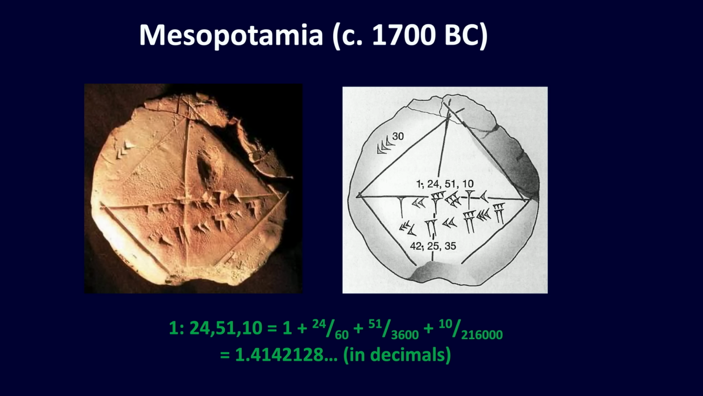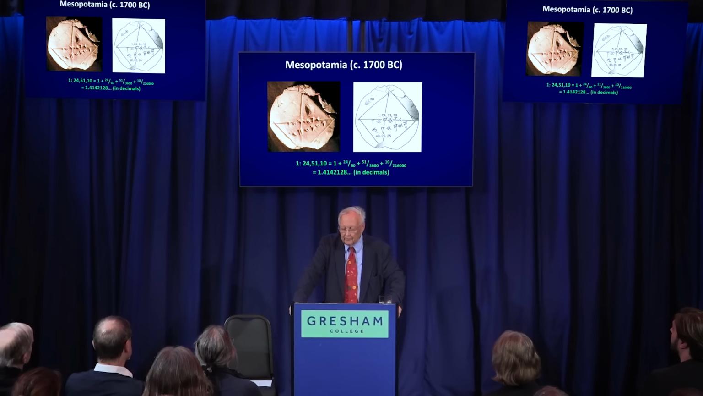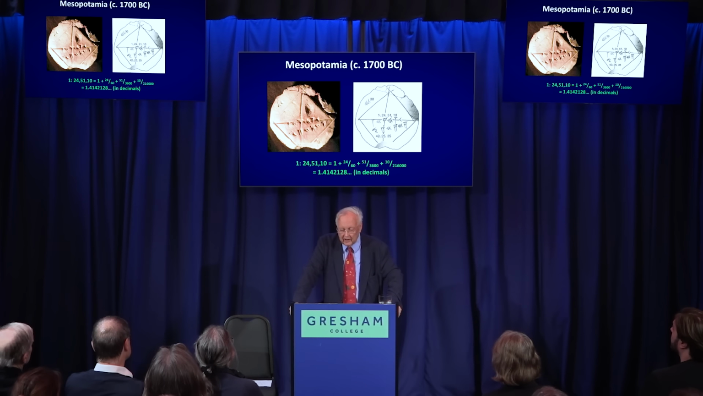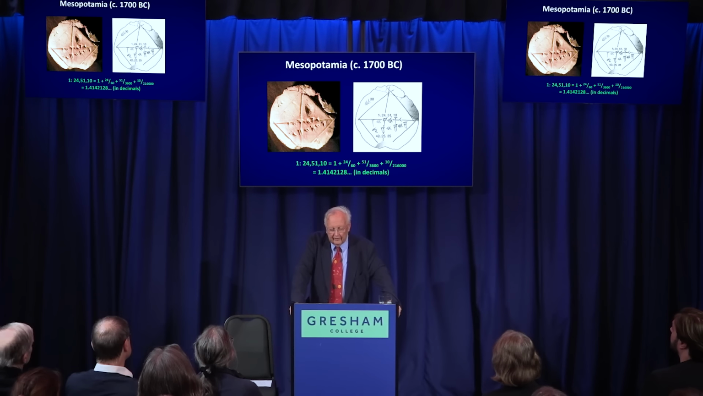This clay tablet, from around 1700 BC, shows a square with its diagonals and the base 60 numbers 30, the side of the square, and 42, 25, 35, the length of the diagonal. From this, their value for root 2 was 1, 24, 51, 10, which in our decimal system is correct to a remarkable 5 decimal places.